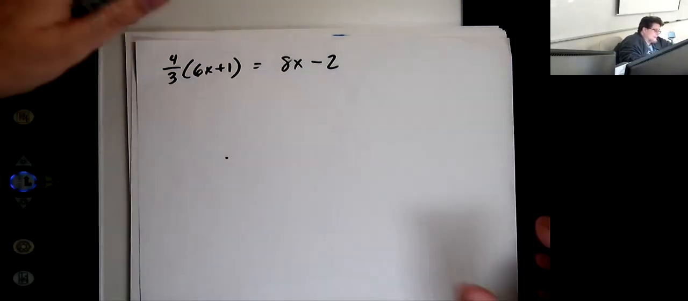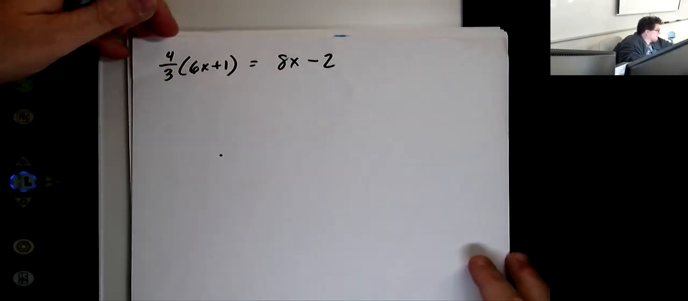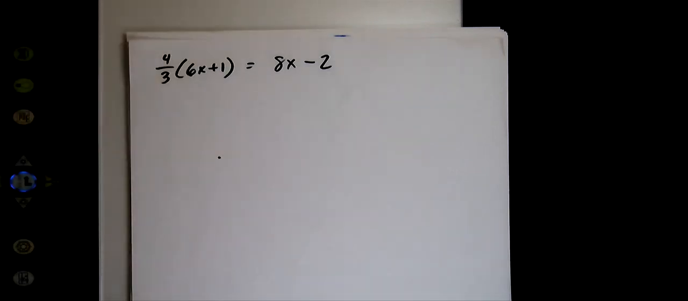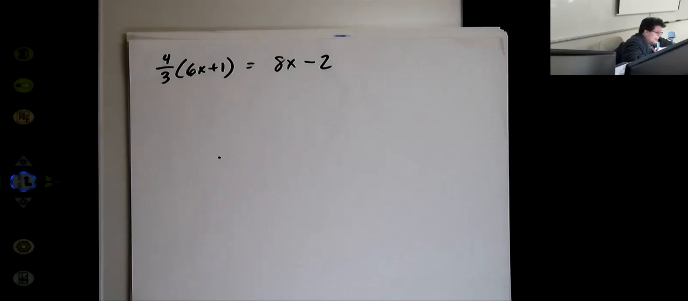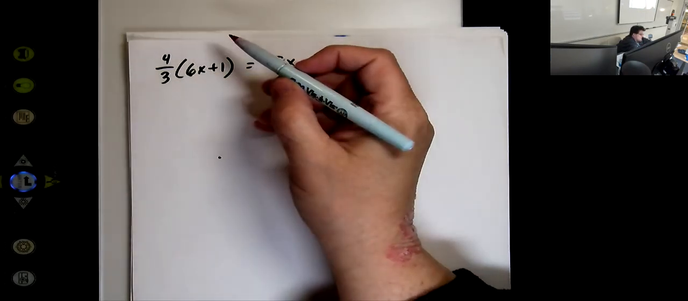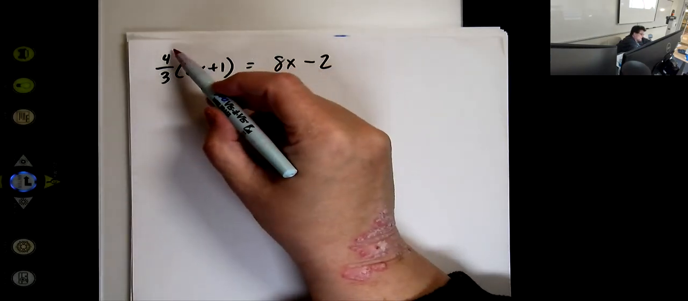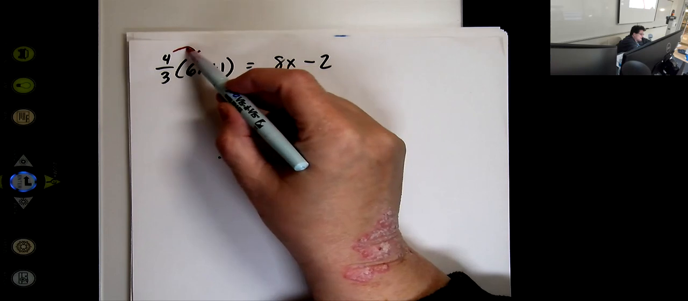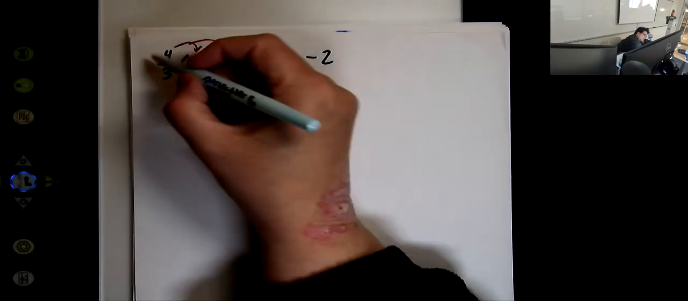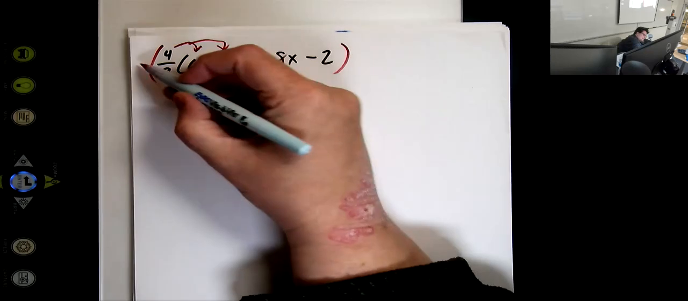What should we do first? Would you multiply the 4/3 to 6x or no? We can distribute the 4/3 to the 6x. I'm going to discourage against it, because a lot of times people will only hit that one and then forget to do that one. You're better off getting rid of the fraction for now. Best to get rid of the fractions right out of the gate. Let's multiply by 3.